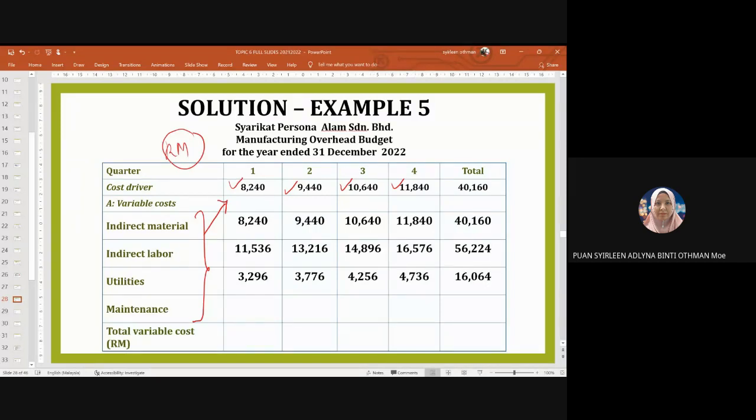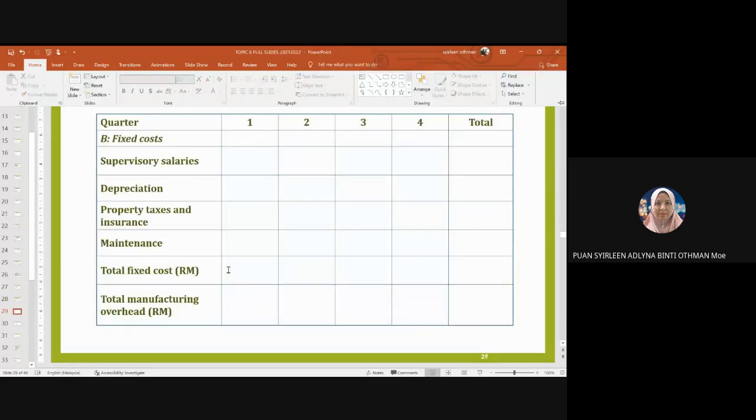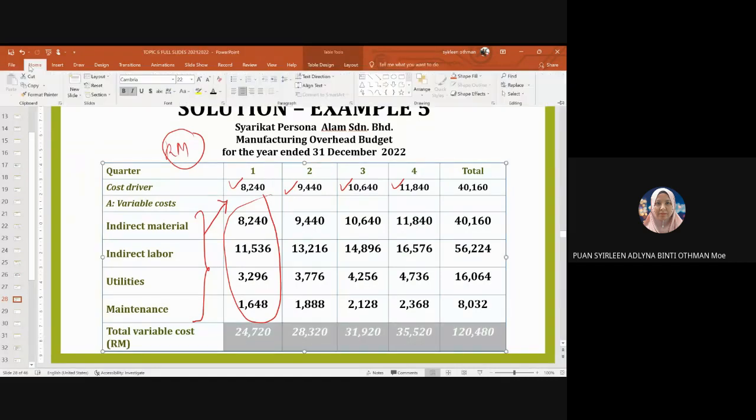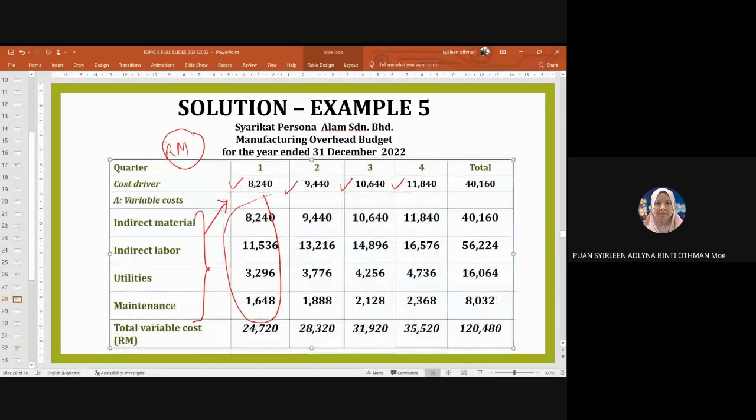Okay. Alright. Maintenance is 20 cents. So kita multiply dengan 20 sen. Okay. And then you have your total for variable cost. Okay. So jumlahkan saja. So 4 ni jumlahkan. Kita akan dapat total variable cost. Baru dapat variable. Okay, baru half of it yang siap. So sekarang saya dah dapat variable. Okay, I've already got my this is variable.